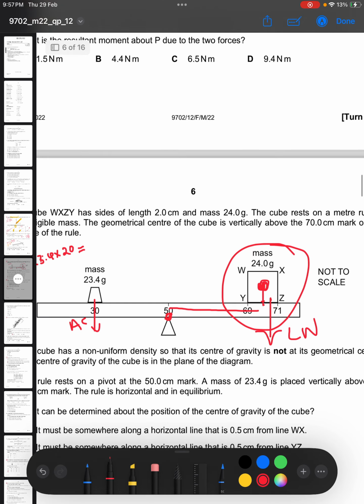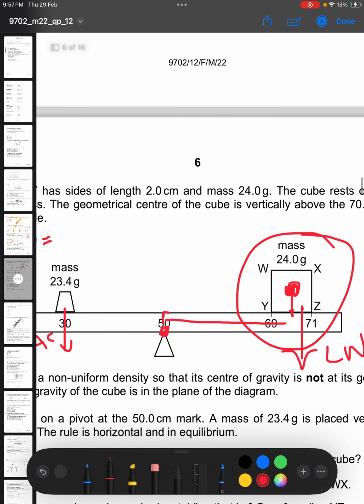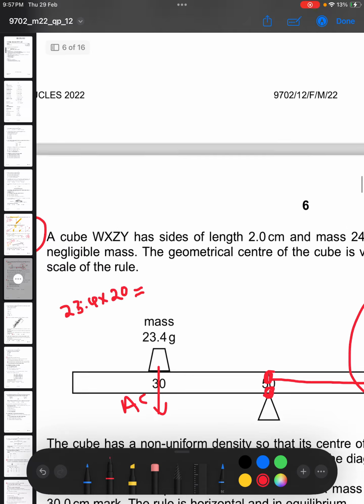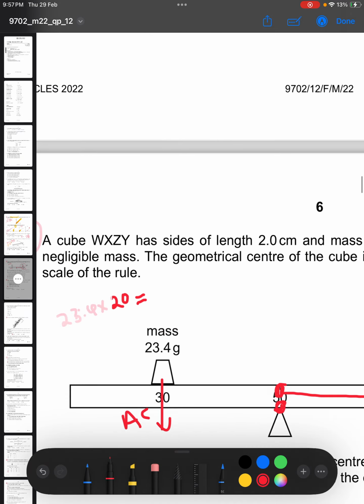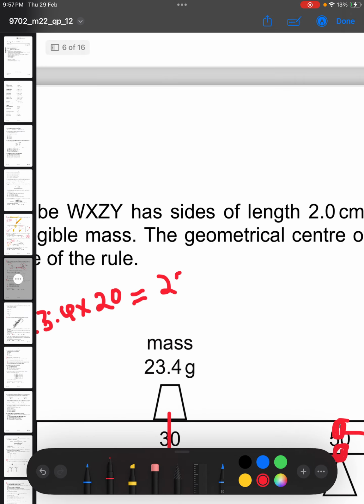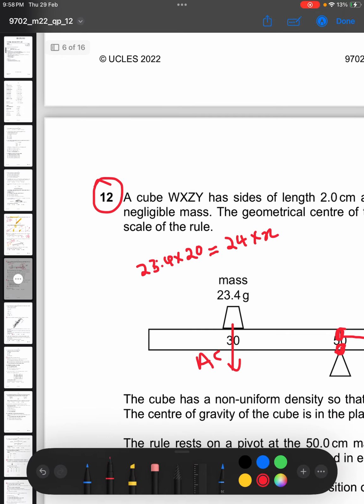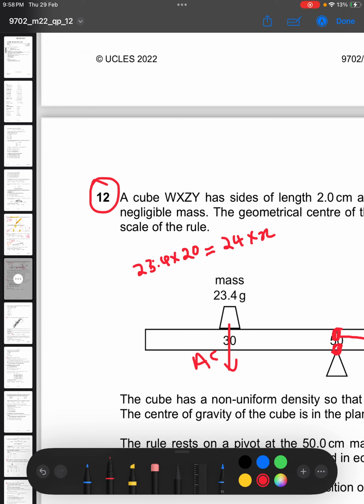Then this is equal to, now we don't know the distance from 50 where the center of gravity of this cube is, so we just call that one x, but we know that the mass of this one is 24. So we say 24 times x. Then the next thing is you divide, you say x is equal to 23.4 times 20 over 24.